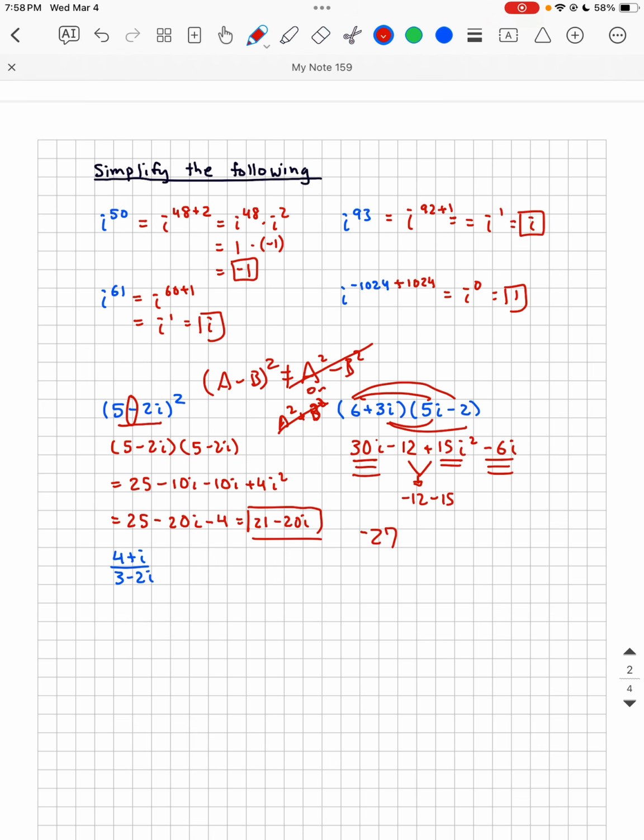Add them together. 30 apples minus 6 apples, that's a total of 24 apples. So that is going to be your answer then.